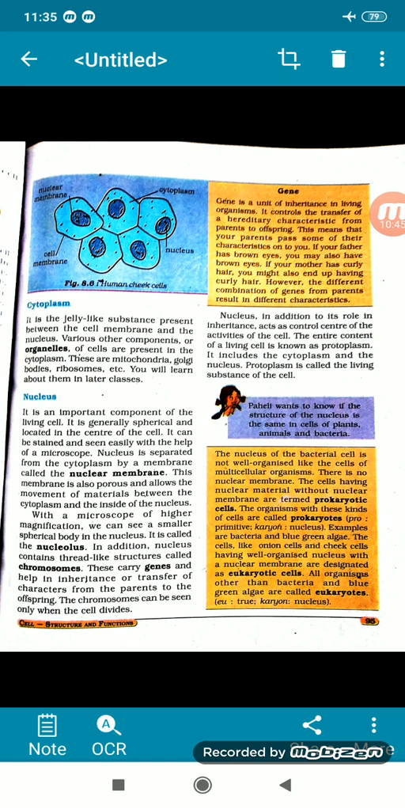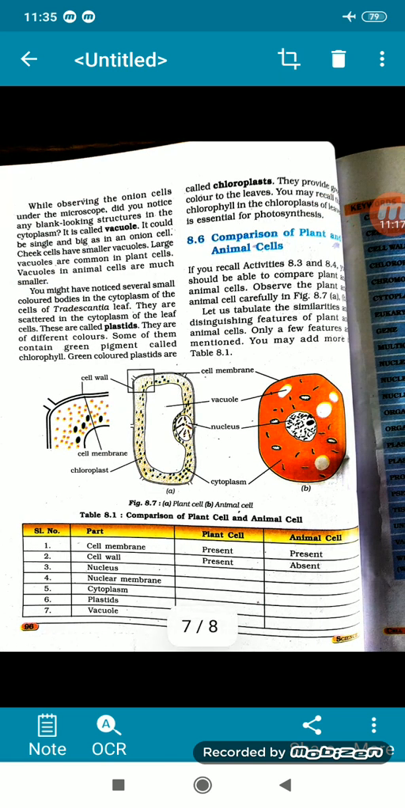Then we have prokaryotic and eukaryotic cells, which is given in the rectangle. The cells having nuclear material without nuclear membrane are termed as prokaryotic, and all organisms other than bacteria and blue green algae are called eukaryotic. These cells, like onion cells and cheek cells having well organized nucleus with a nuclear membrane, are designated as eukaryotic. Go to the next page.